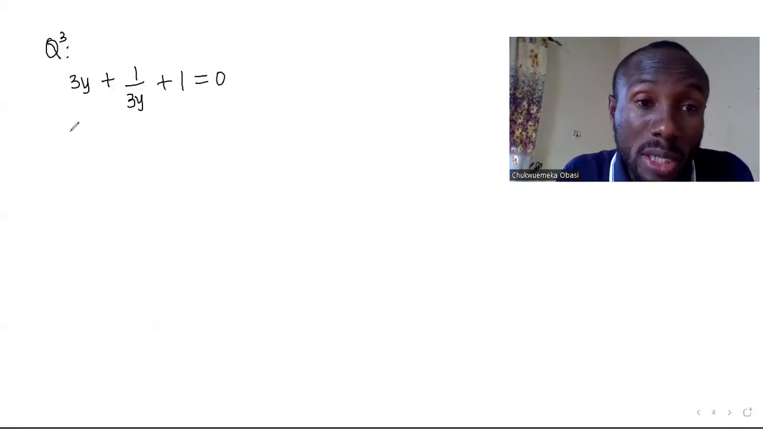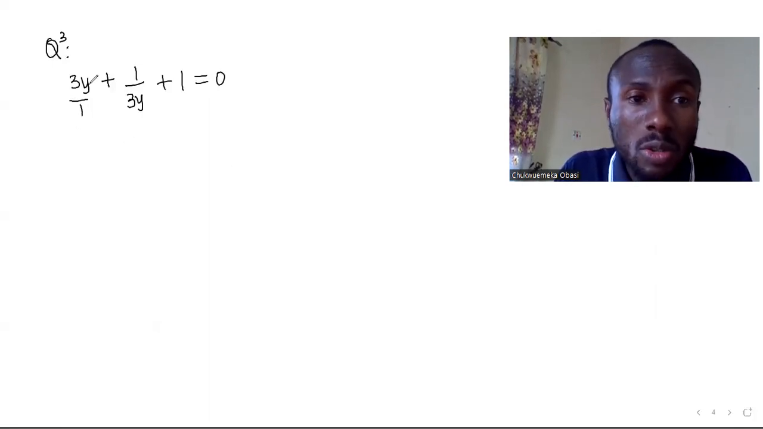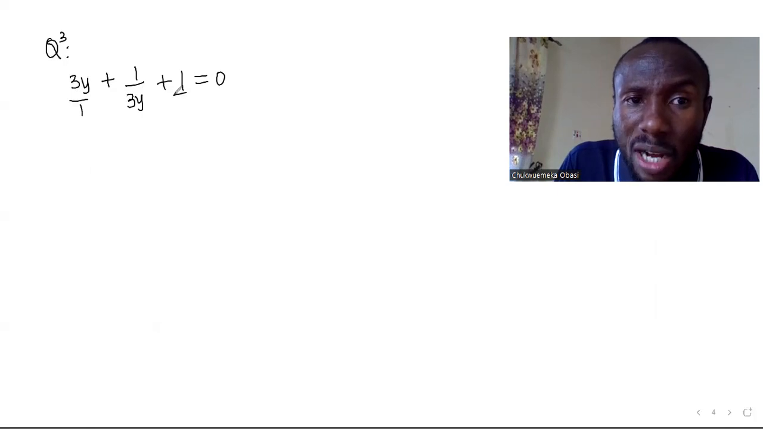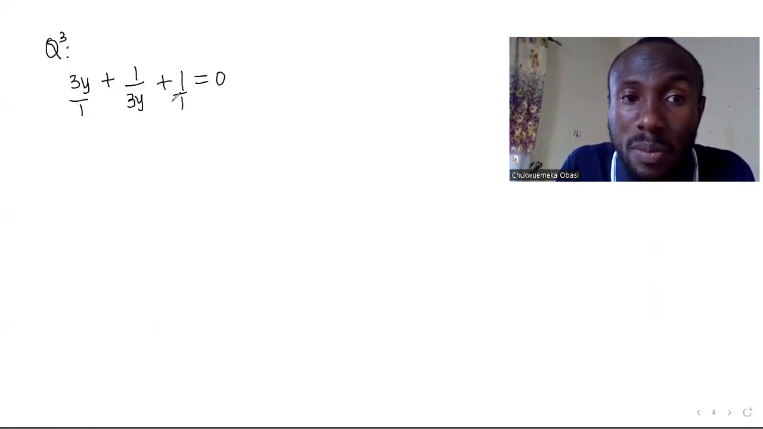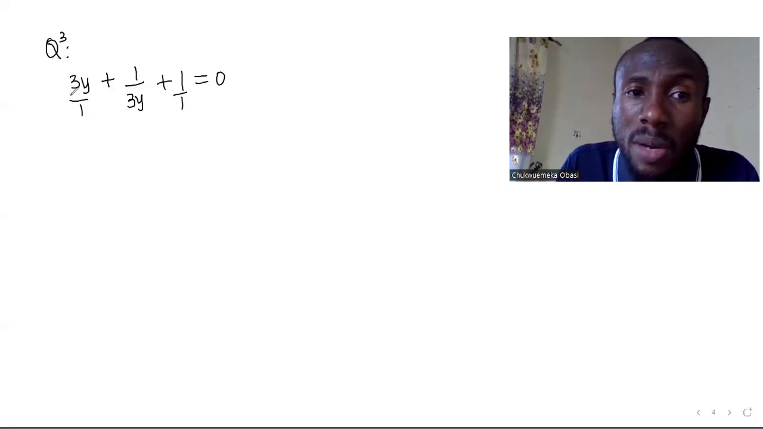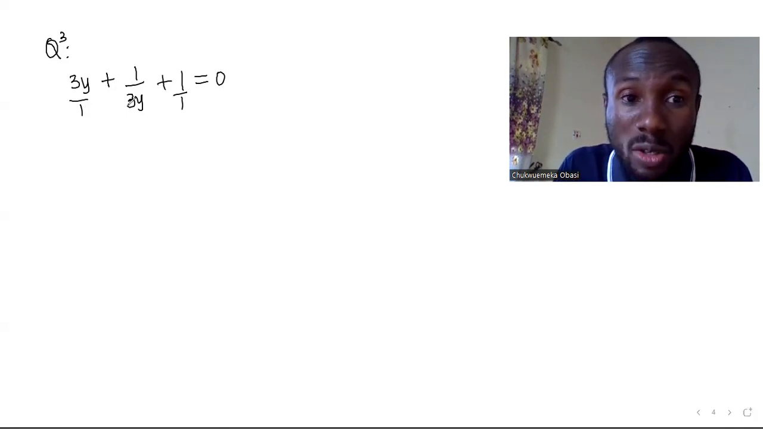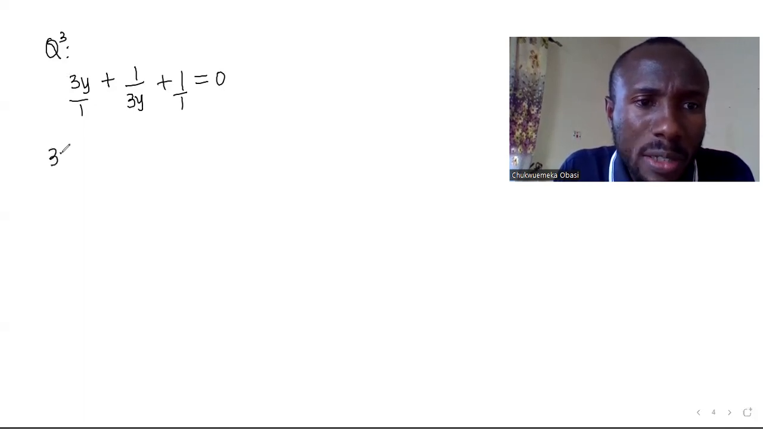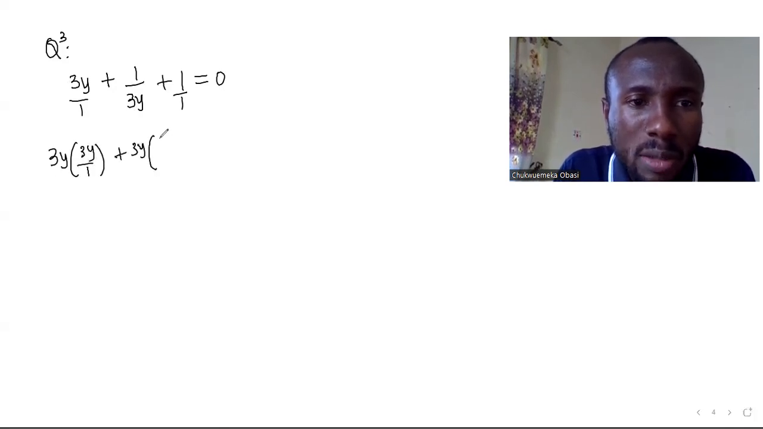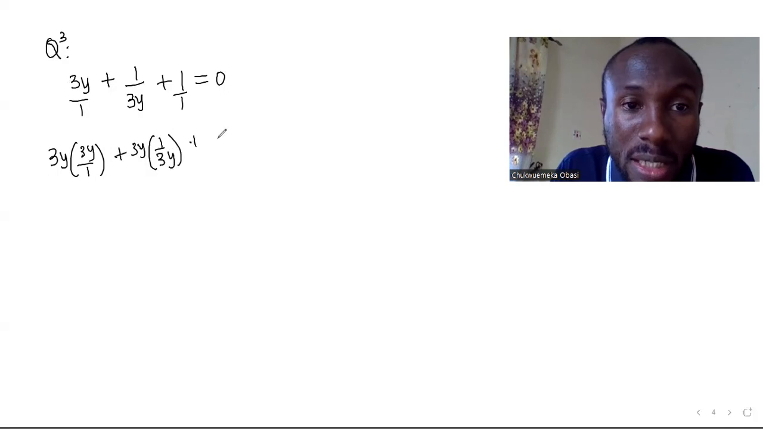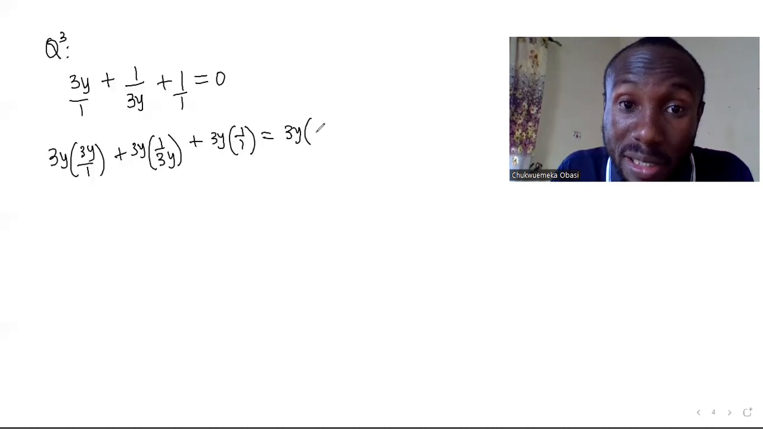Oh, wow, this is interesting. This can be written as over 1. So what you do here, I want to get rid of this fraction here, which is 3y. So the LCM here is 3y. I'll multiply everybody by 3y just to get rid of this so that it looks very clear for me to solve it. And it looks like a quadratic equation when I get rid of this denominator. So I'll multiply everybody by 3y. So I have 3y multiplying 3y over 1, then plus 3y multiplying 1 over 3y, then plus 3y multiplying 1 over 1, then 3y multiplying 0.